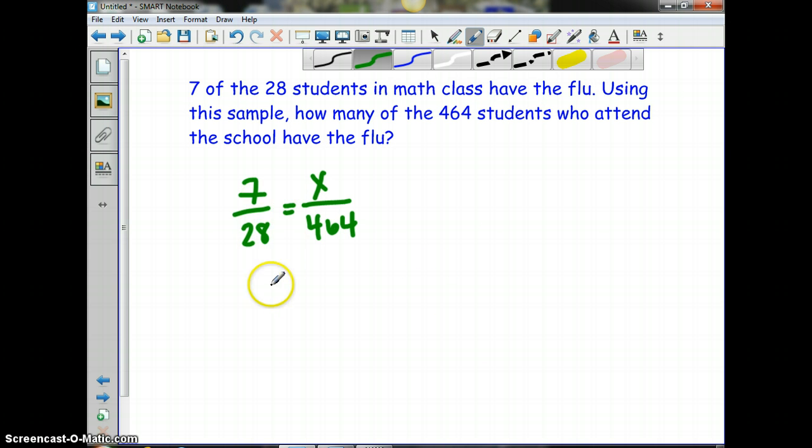Now again, if you notice, 7 over 28 can be reduced to 1 over 4. That's a little bit of a coincidence. I did not mean to do that.